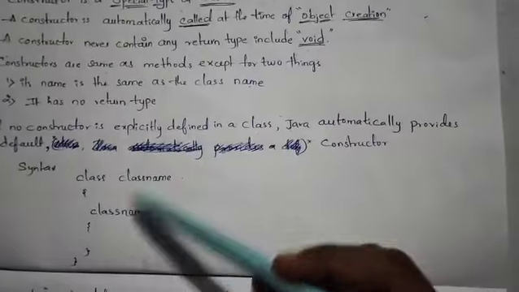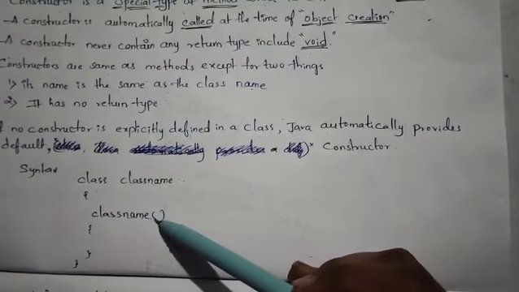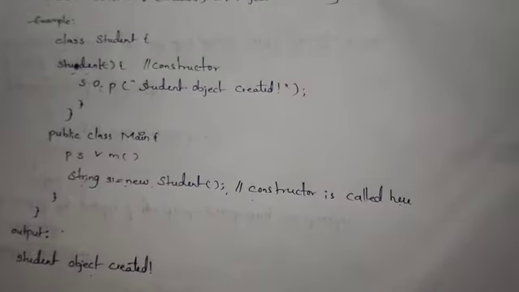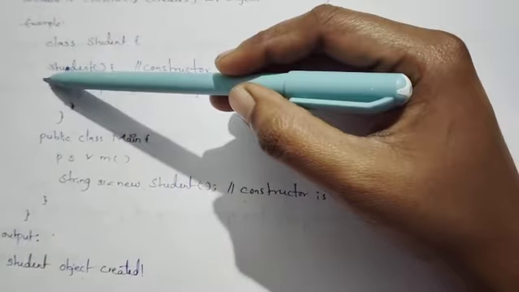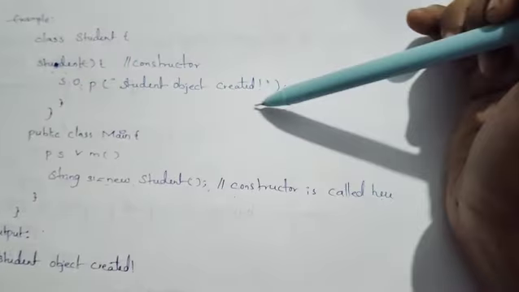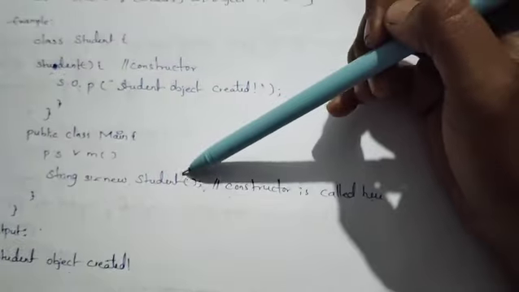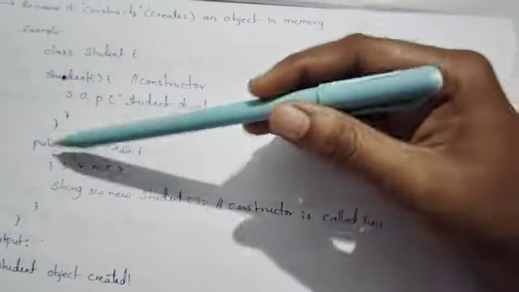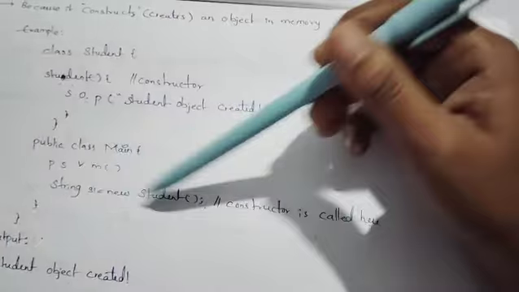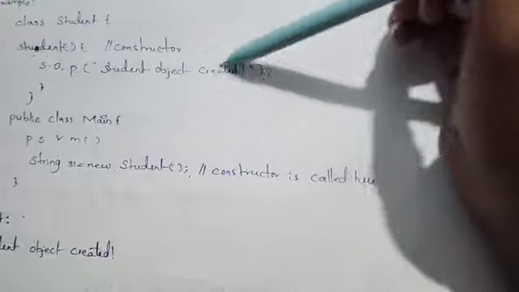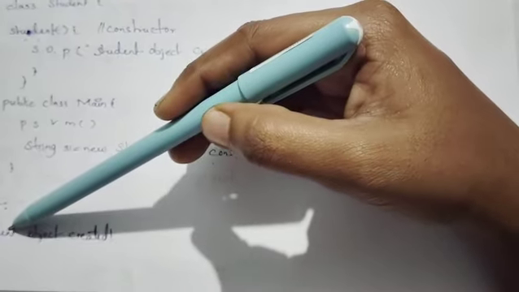Okay, this is the syntax of a constructor. Here the method name is the same as the class name. This is an example of a constructor. Here the method name is the same as the class name. Here the statement will be printed when you create the object. Here the object will be created, so when you call this constructor, the statement will be printed. At the output, it shows: student object created.